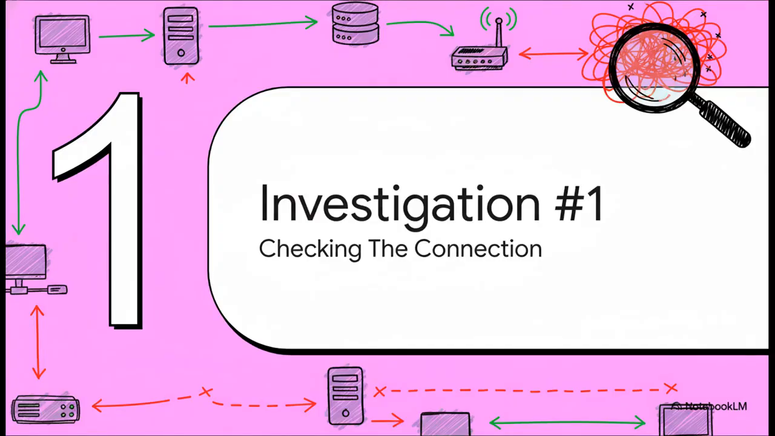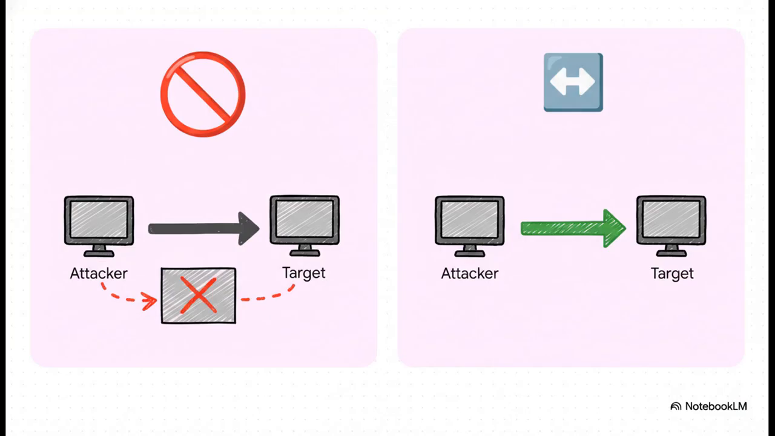Our first suspect, and honestly the one that's guilty about 90% of the time, is the connection itself. You know, in a virtual lab, how your machines talk to each other is everything. If the target machine can't talk back to your attacker machine, the exploit is just going to fail silently. So let's take a closer look at the evidence. And here it is, the root of so many problems.